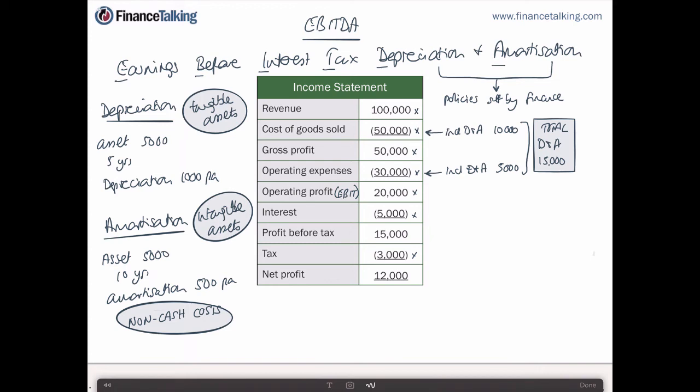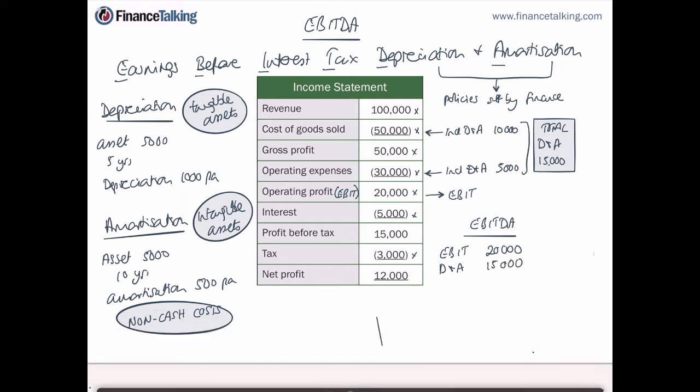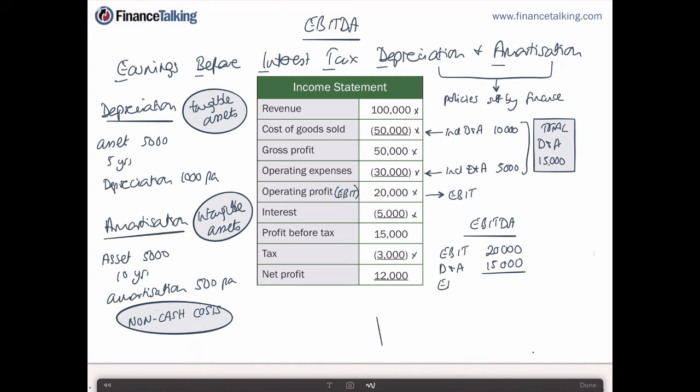Now, to find the EBITDA, which brings us closer to understanding the cash profit, we simply need to add back £15,000 to EBIT. We're adding back because we need to find the profit before deducting those expenses. So, of course, EBITDA will always be higher than EBIT. So here, the EBIT is £20,000, and then we just add the D&A of £15,000, and that gives us EBITDA of £35,000. So now we have a rough idea of how much cash profit the company's generating.